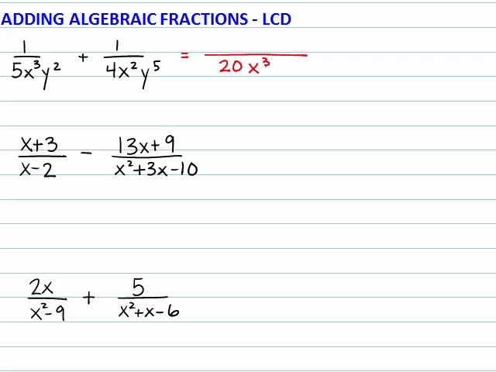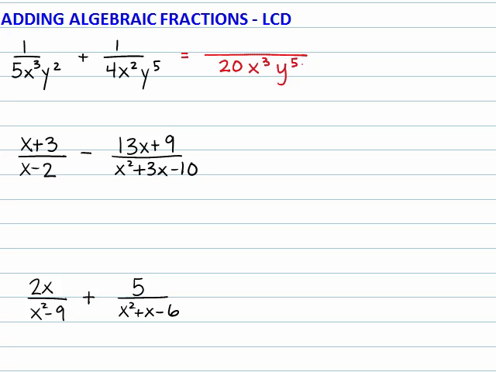And the same thing has to happen with y. Y is squared in the first denominator and it's to the fifth in the second denominator, so the least common denominator has to contain as many y's as needed to include the second denominator.